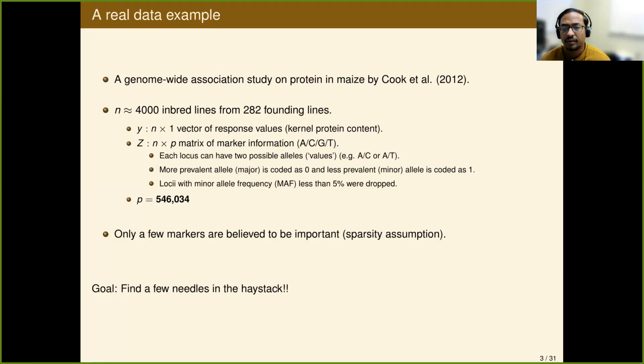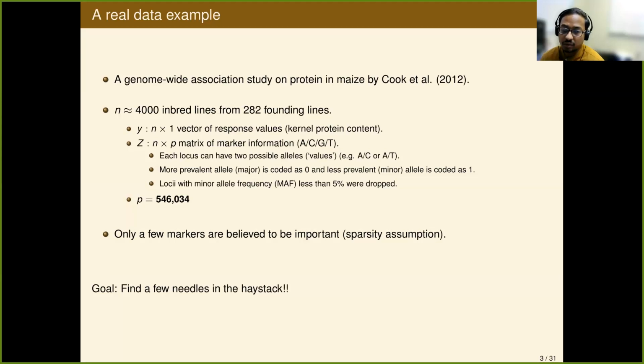And what we have is a vector of response values, for example the kernel protein, the protein content in the corn or maize kernels, or starch, or fat contents. And we have this giant matrix Z of marker information. This is an N by P matrix, where P is of the order of 500,000.